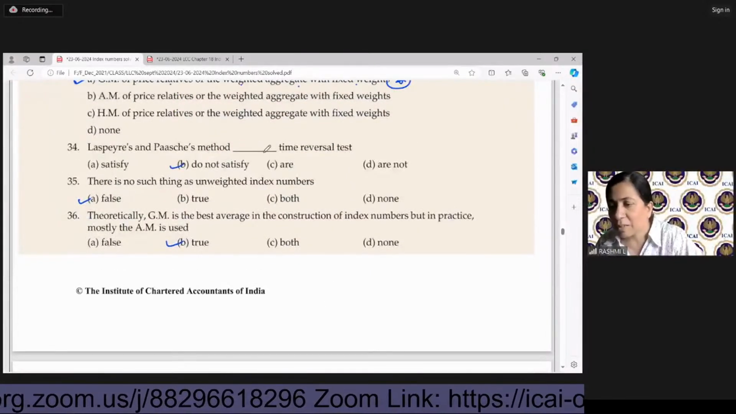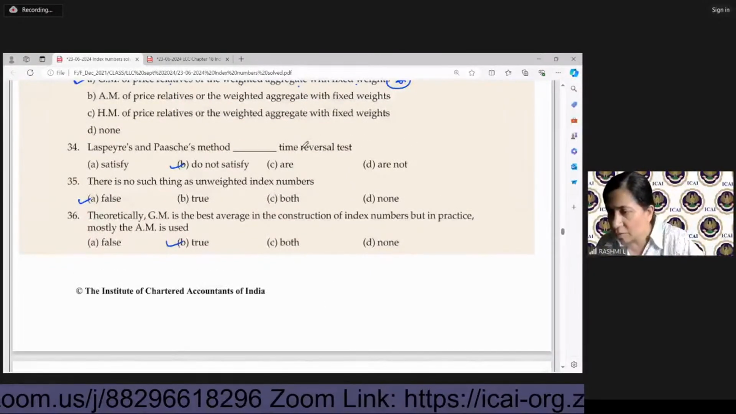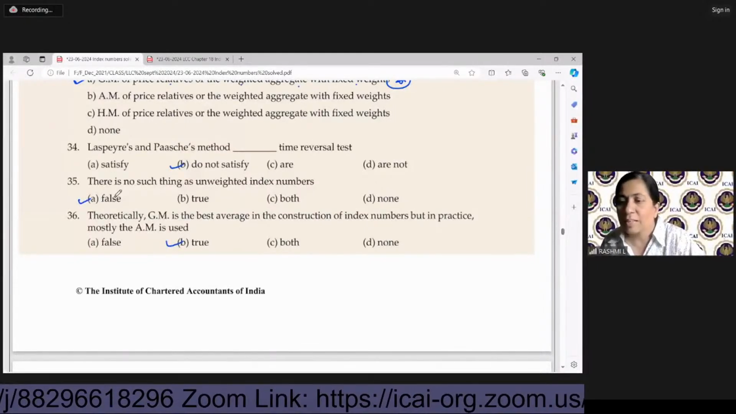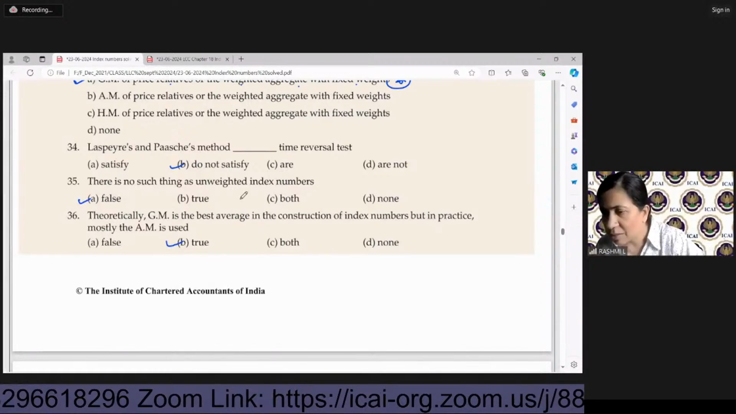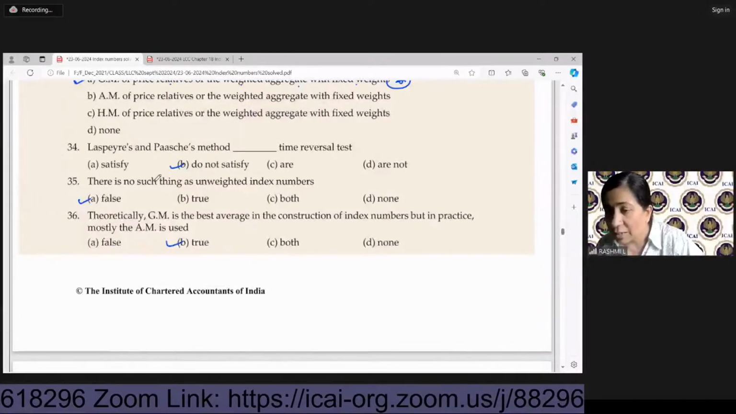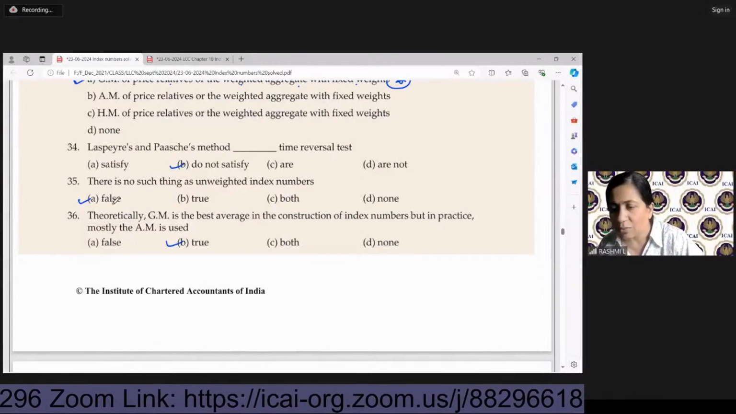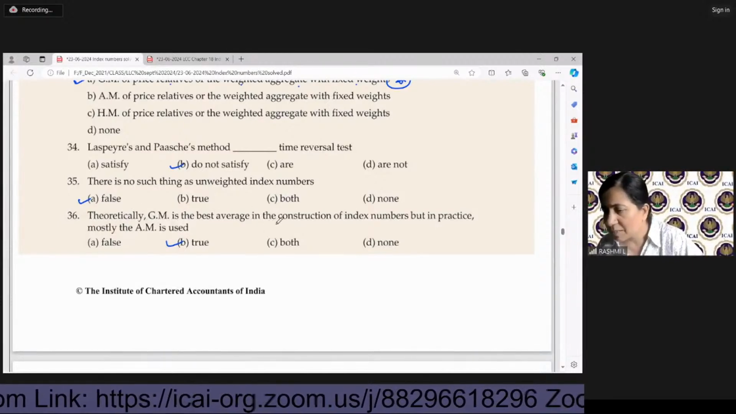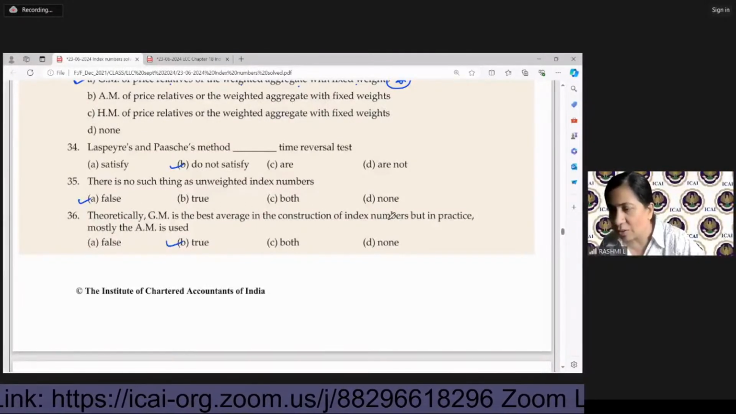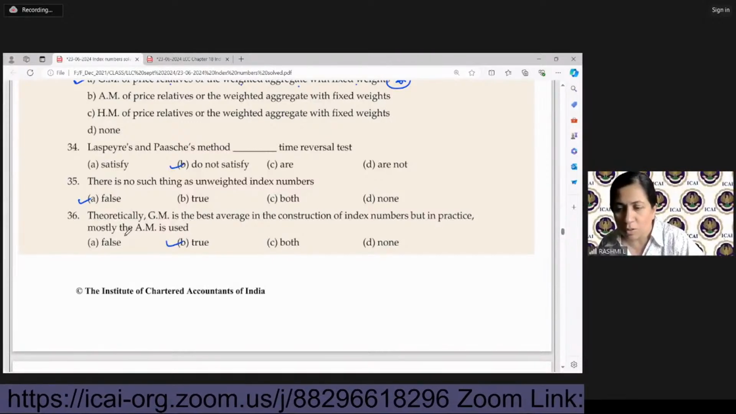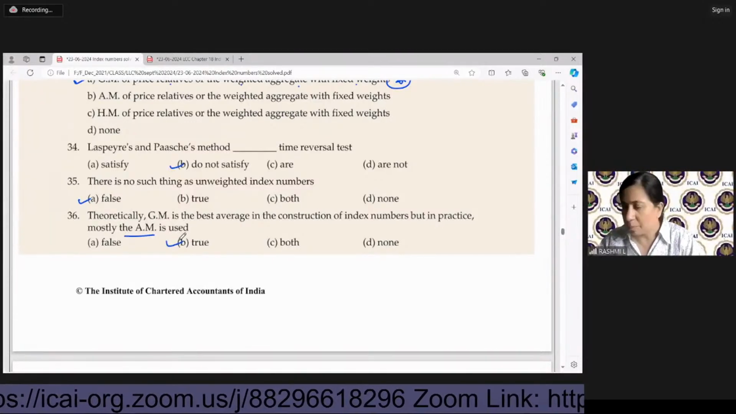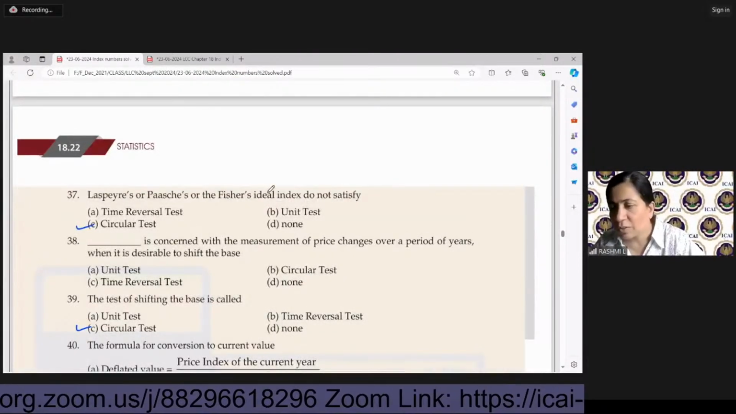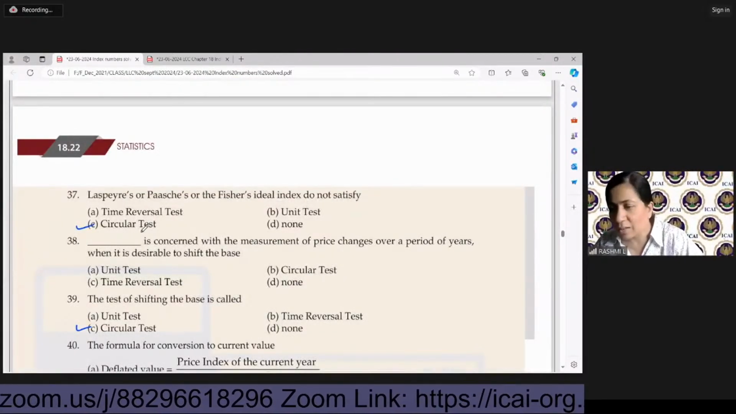Laspeyres and Paasche method, time reversal test, they do not satisfy. There is no such thing as weighted index numbers. That there is no such thing as an unweighted index number, that is false. There is such a thing. Theoretically, the geometric mean is the best average in the construction of index numbers, but in practice, mostly AM is used. So true. Okay. Laspeyres, Paasche or Fisher do not satisfy the circular test.